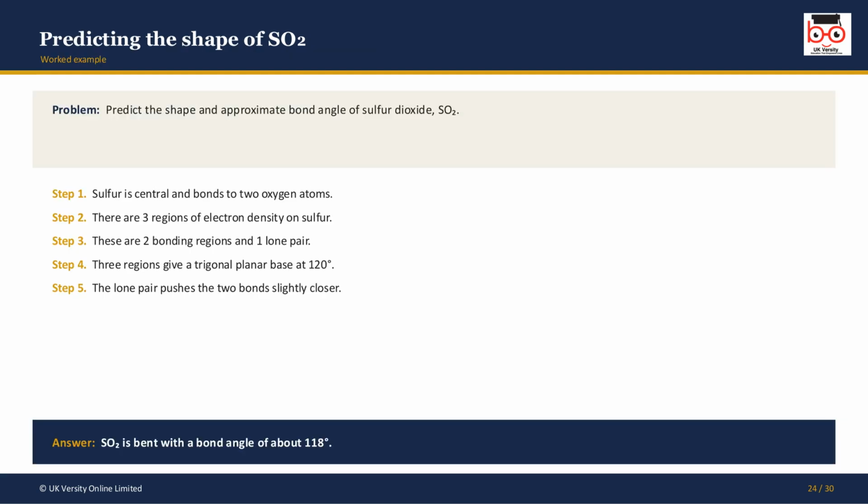Let's predict sulfur dioxide. Sulfur is central and bonds to 2 oxygen atoms. There are 3 regions of electron density on the sulfur, made up of 2 bonding regions and 1 lone pair. 3 regions give a trigonal planar base at 120 degrees, but the lone pair pushes the 2 bonds slightly closer together. So sulfur dioxide is bent with a bond angle of about 118 degrees.